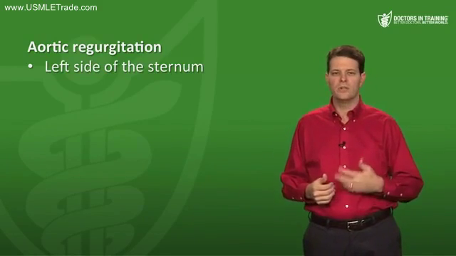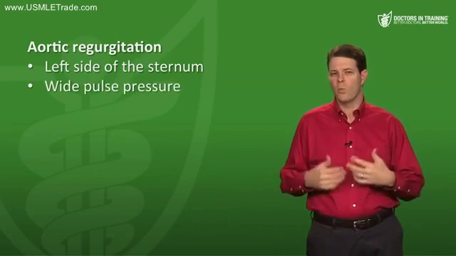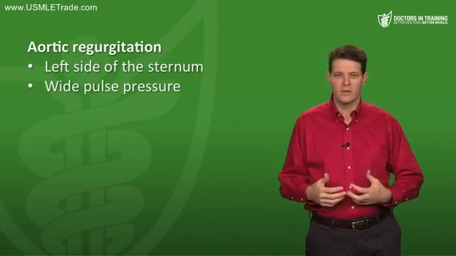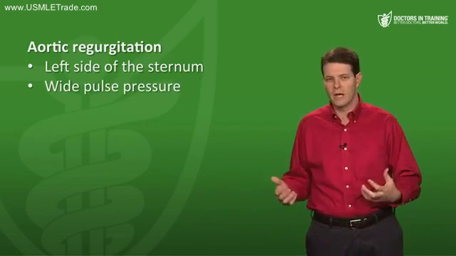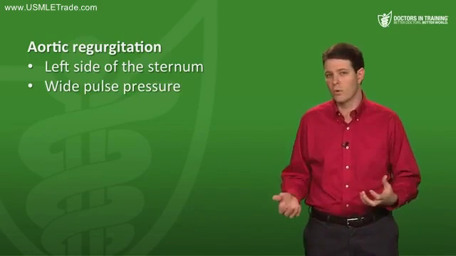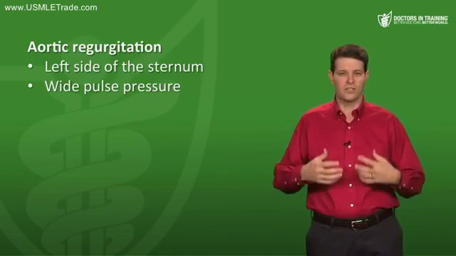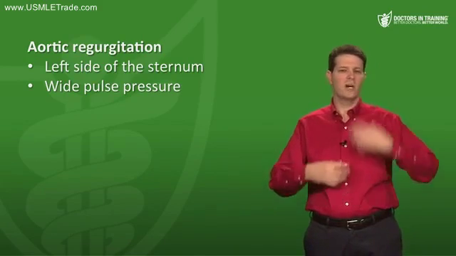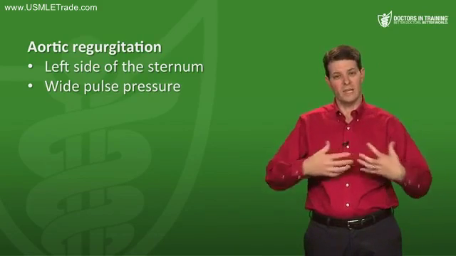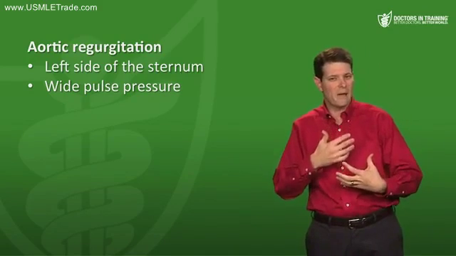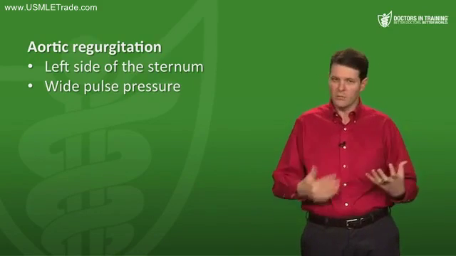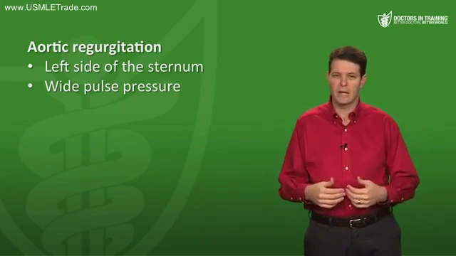Another clinical clue to the diagnosis of aortic regurg is a wide pulse pressure. So instead of a blood pressure of 120/80, you might see 120/40. If you think this through, it makes perfect sense. The left ventricle has contracted and ejected a bunch of blood up into the aorta, and then as the heart relaxes, that blood's going to start flowing back into the left ventricle. Not all the blood, but a lot of it is going to regurgitate back into the ventricle.